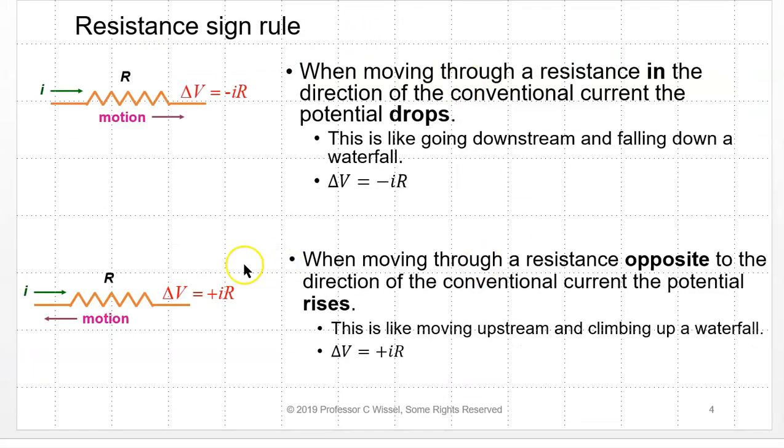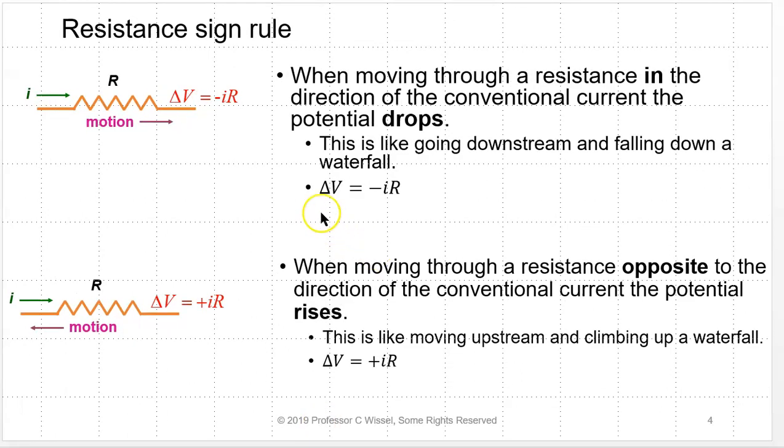Now, here are the sign rules, the resistance sign rule. The way I like to look at resistances is they're kind of like a waterfall. You've got current flowing through them. When you go in the direction of the current, the water flows down the waterfall, so you go from a higher potential to a lower potential. The sign on the potential change is negative and delta V equals minus IR.